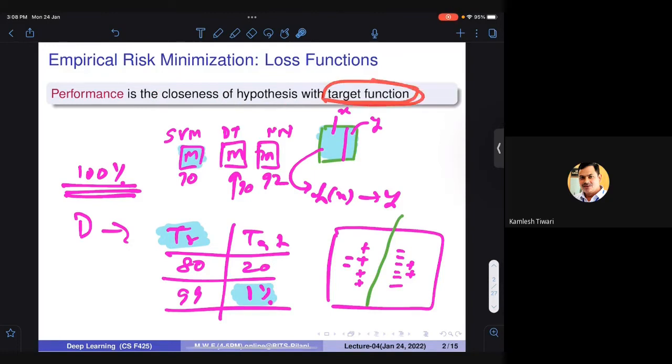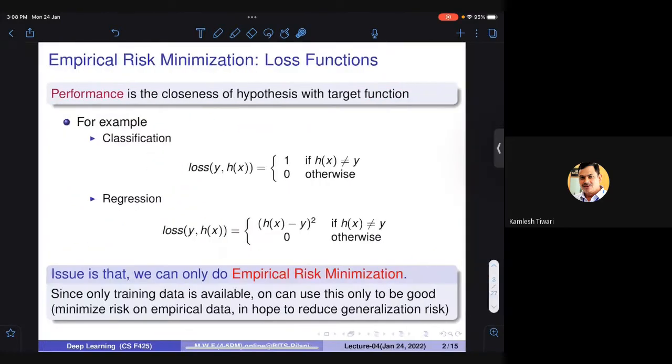The target function means the function that you actually know, because we understand that Y is coming from the target function. So how can we define the closeness, how close we are? In terms of classification, if you are going to do a classification problem, and some item X is given to you, then you see what your model is telling.